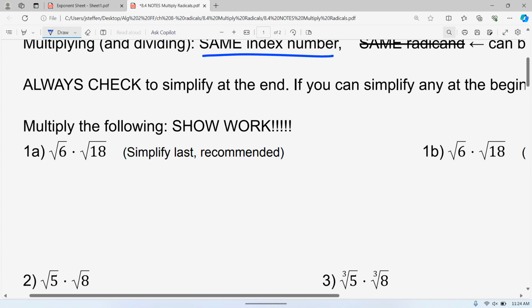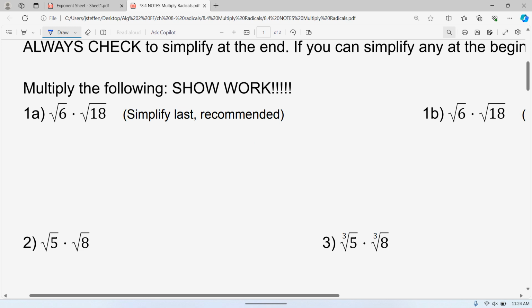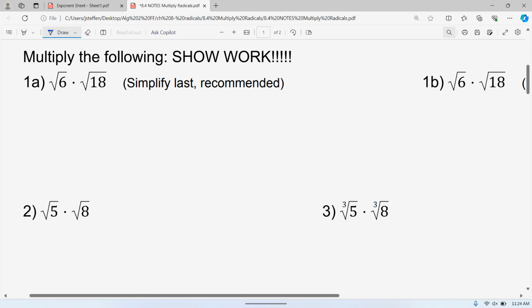Just to give you an example of what I mean, when I say that, in my opinion, that's the hardest part of today. Here's how you multiply. This is the new step for today. Question 1A, I have the square root of 6 and the square root of 18. They're both square roots, so you just multiply 6 times 18. The square root of 108.